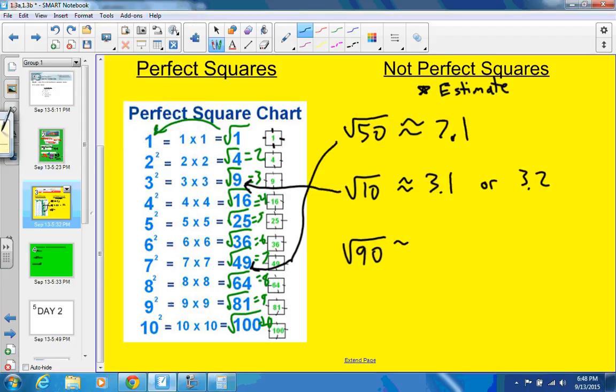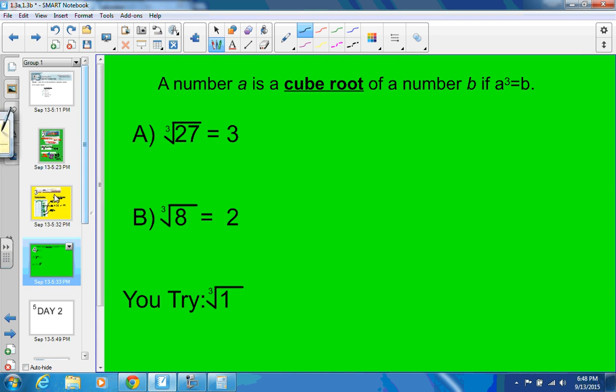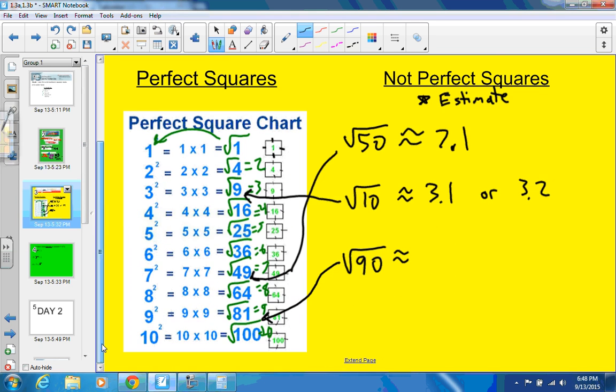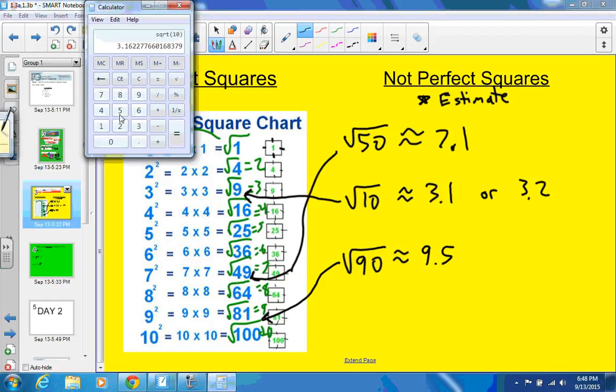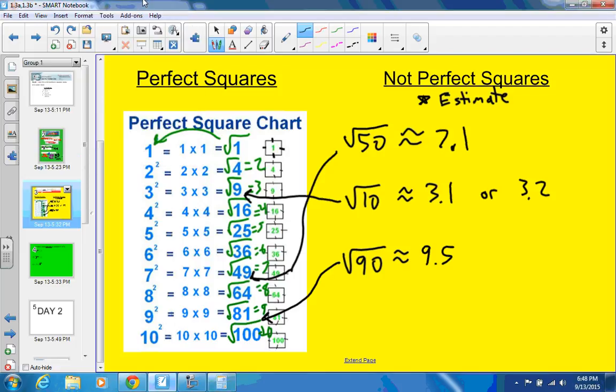Now let's try the square root of 90. That's not going to be a perfect square, so we have to estimate. It's almost right in between those two. So square root of 81 is 9, square root of 100 is 10. So why don't we go right between that and say 9.5 is going to be your answer. And if you check here, 90 and then I do a square root symbol, just under 9.5. Okay, so that's how you estimate square roots if they're not perfect squares. So I'll give you an example of that to do right now.